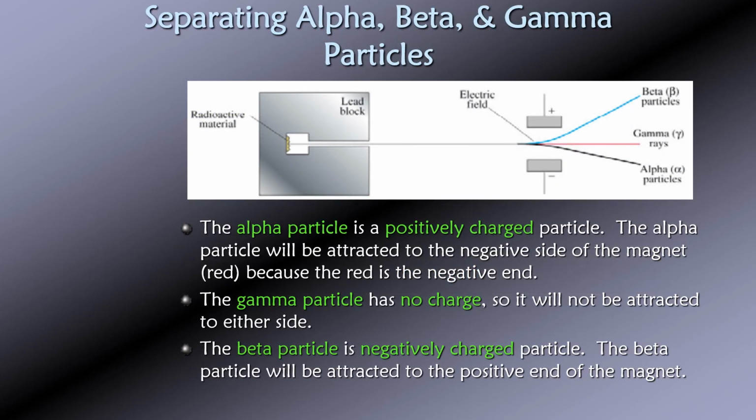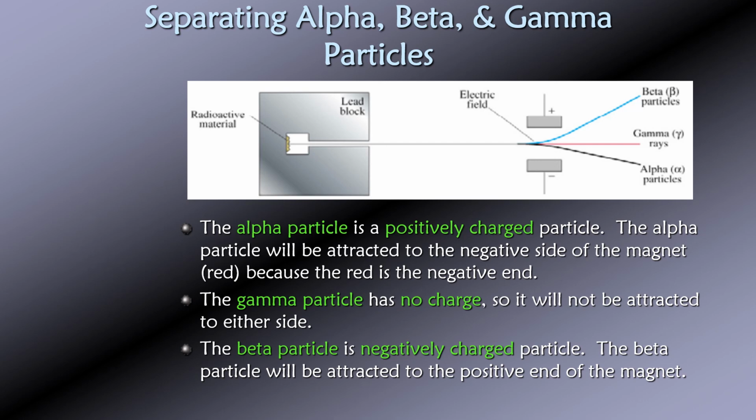And the last thing for this part of the unit is if you let the alpha, beta, and gamma radiations pass through an electric or magnetic field, then your alpha particles are going to bend towards the negative end. Your beta particles are going to bend towards the positive end. But the gamma particles are just going to go straight. They're not going to bend towards anything.